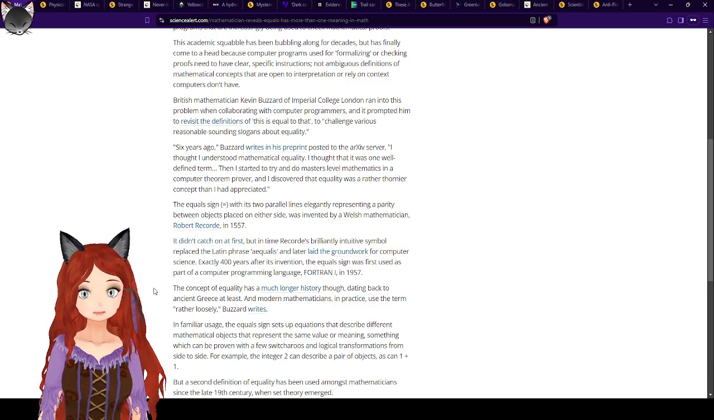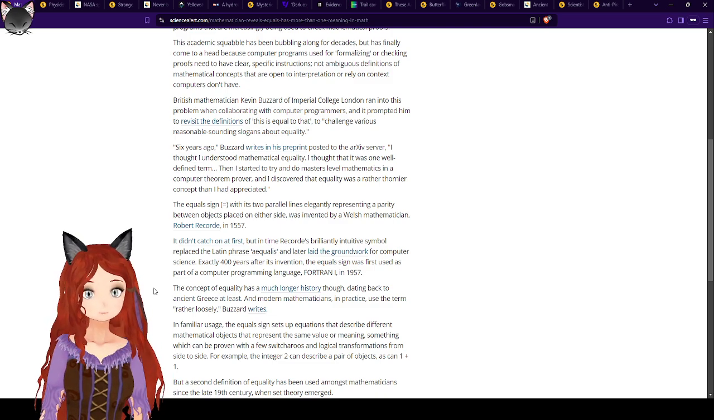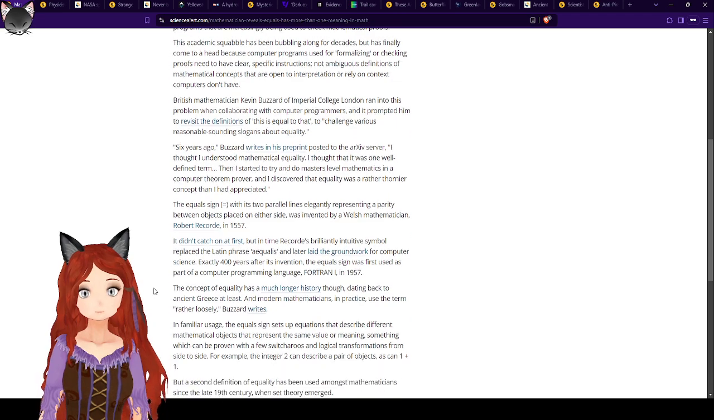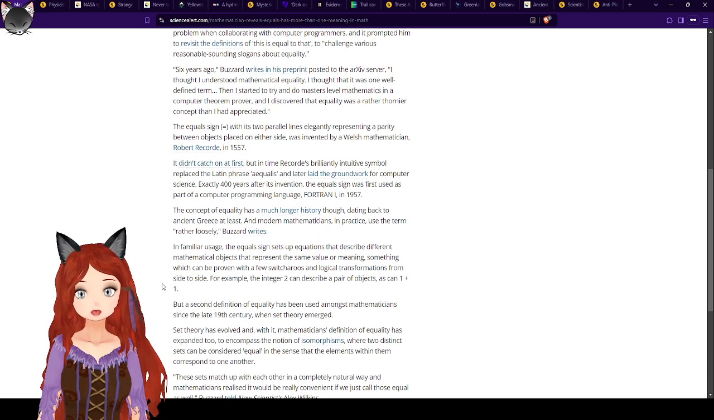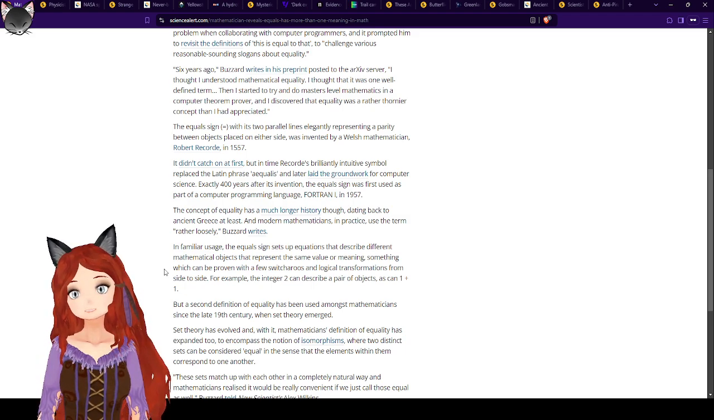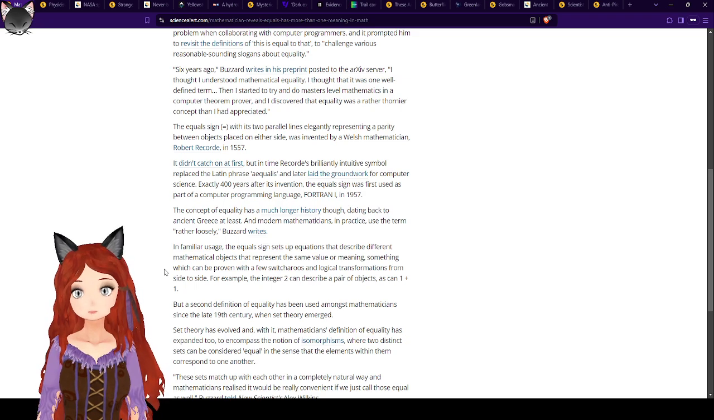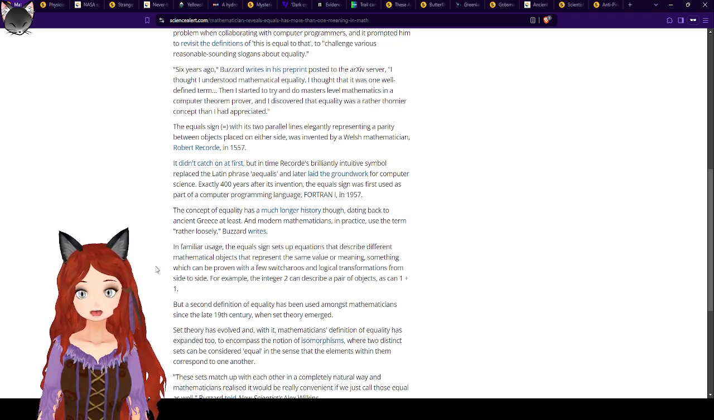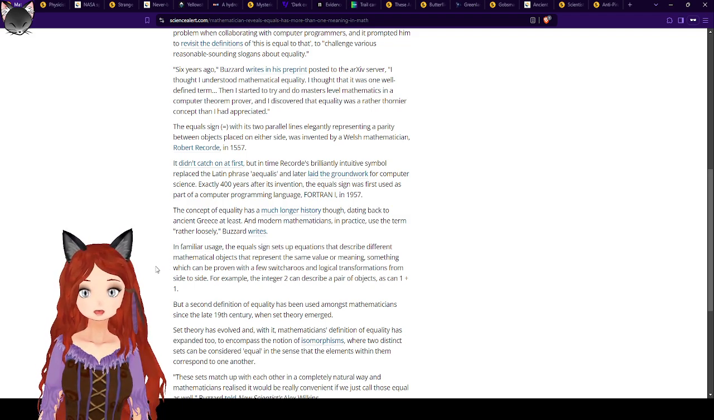The concept of equality has a much longer history, though, dating back to ancient Greece at least. Modern mathematicians, in practice, use the term rather loosely. In familiar usage, the equal sign sets up equations that describe different mathematical objects that represent the same value or meaning, something which can be proven with a few switcheroos and logical transformations from side to side. For example, the integer 2 can be described as a pair of objects, as can 1 plus 1.